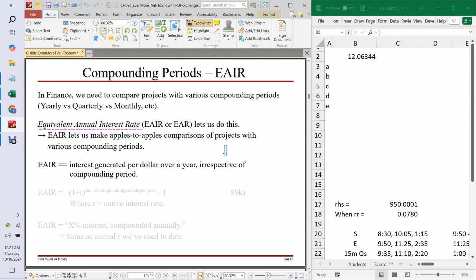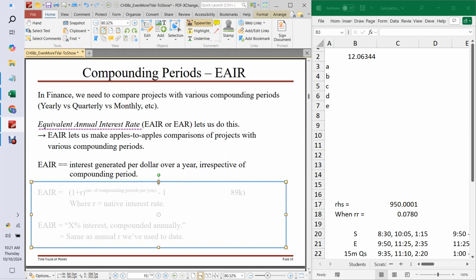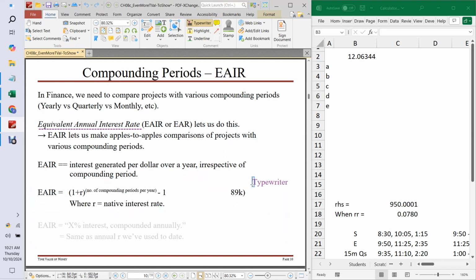The EAR is kind of magical. It's the interest generated per dollar over a year for a project, irrespective of compounding period. So it's what lets us compare any project with any compounding period, any R. Just exceptionally cool. And not only that, it gets even cooler because the equation for EAIR is pretty simple.